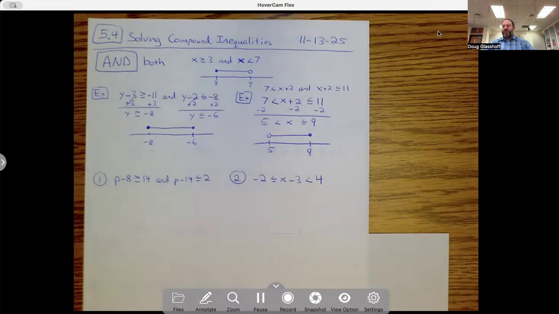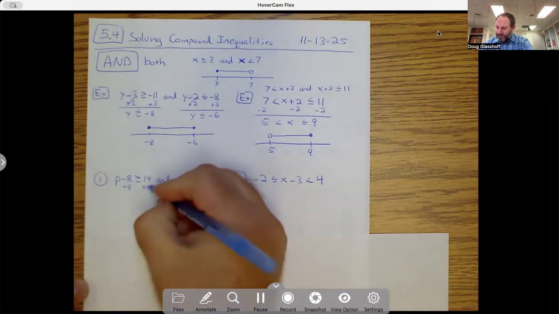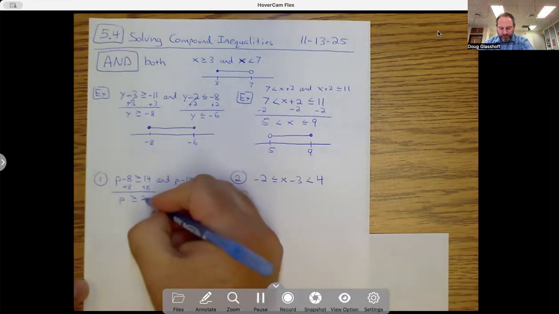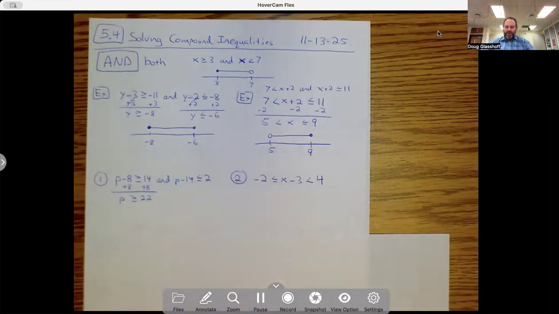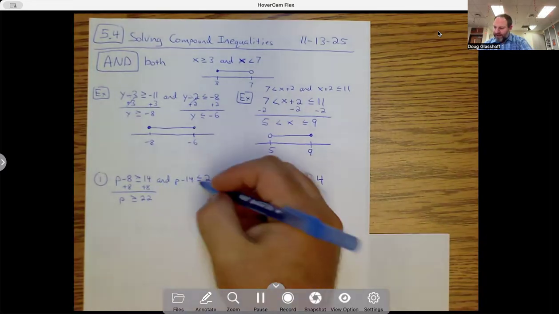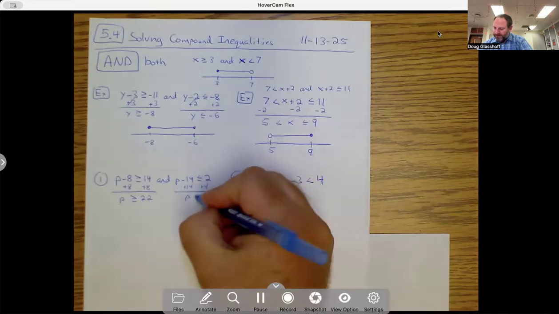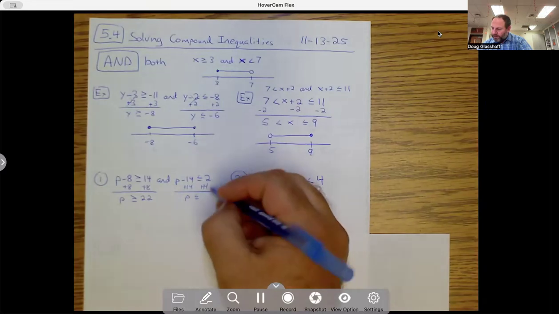Okay, hopefully you had a chance to work those out. So again, I'm just going to solve these out and graph them onto a number line. So I'm going to add 8 to both sides. That gives me p is greater than or equal to 22, right? And then I'm going to add 14 to both of these. So p is less than or equal to, what we got, 16 there.